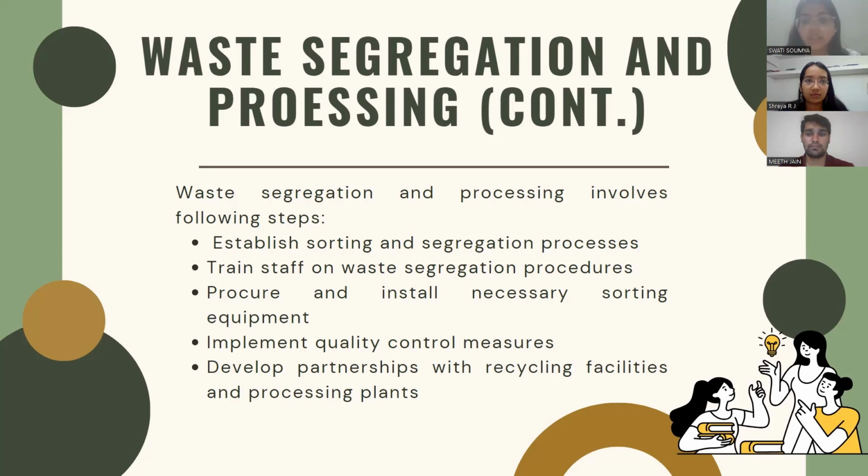Now, the fourth point is to implement quality control measures. Quality control measures help to ensure that the waste segregation is done accurately and efficiently. Regular monitoring and audit of the segregation process to identify any issues and deviations. Implementation checks to identify and rectify contaminations or improper sorting.